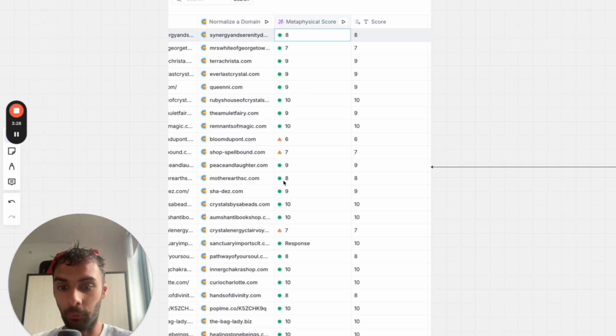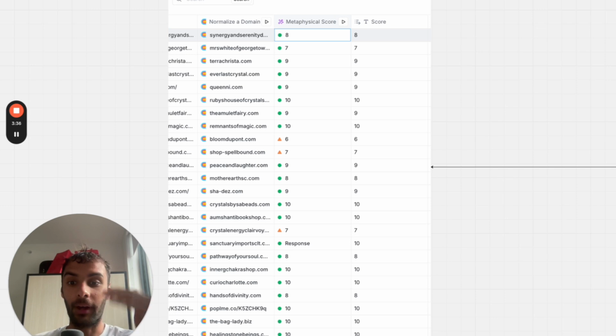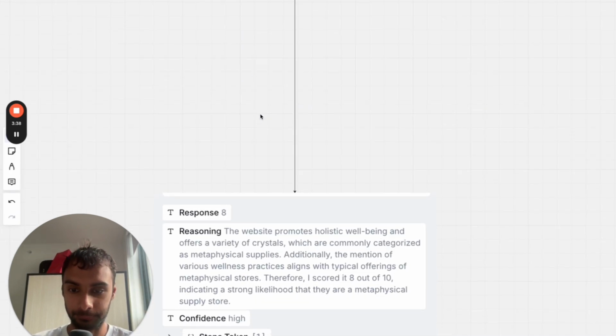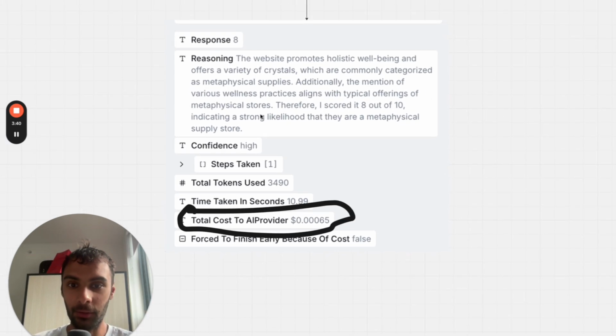It literally went through all these websites, and it said, okay, which companies are highly likely to be a metaphysical supply store? Let me score on 1 to 10. And you can do this for every single lead that you have, right? And it'll even tell you the reason why. Well, this website has this, this, and this, and based off all this, I give it an 8 out of 10, right?